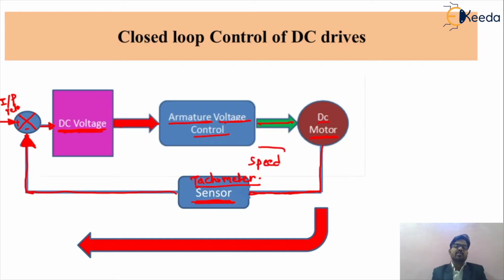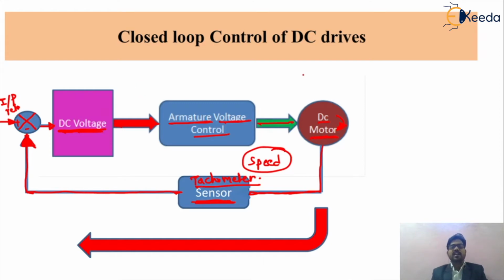Speed senses, because as we know, the speed of your DC motor will be changing, and as the speed of your DC motor changes, this tachometer will sense the speed, and it will give the reference value of your speed to your summing point, and this summing point will create an error signal for your DC voltage.